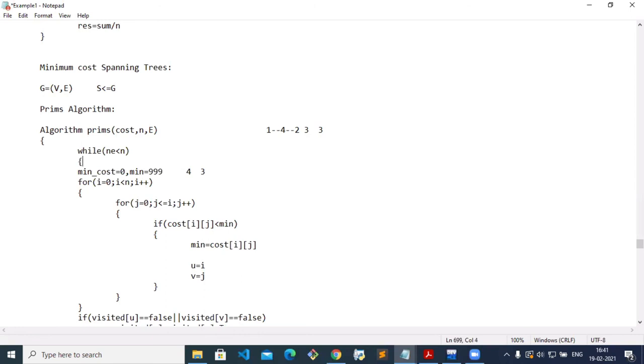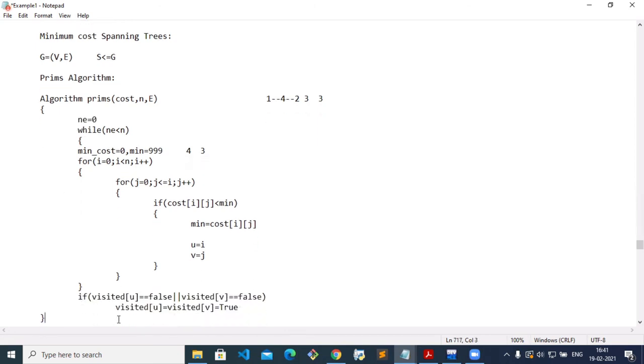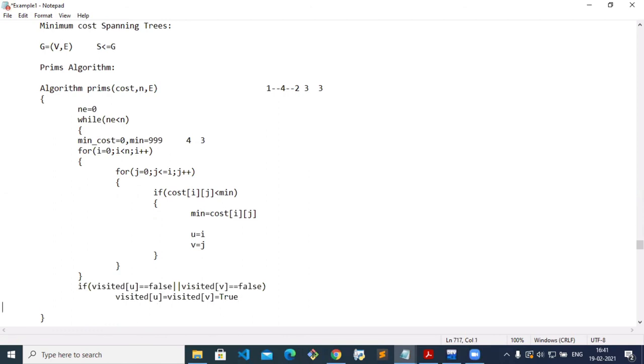Okay, we'll repeat. Initially I'm considering my visited vertex count, NE, equal to 0. After visiting, we make NE plus plus. So we'll repeat this. N means 5, no? Suppose there are 5 vertices. Until all the vertices are visited, the procedure will be repeated. NE plus plus, and then close this while loop.